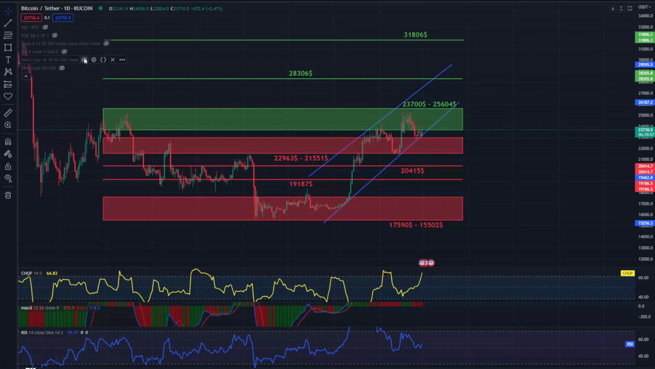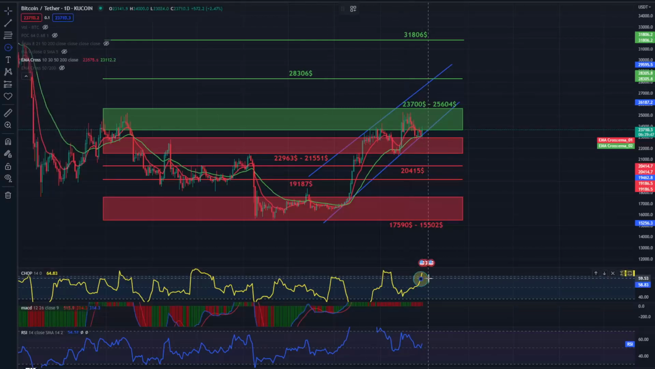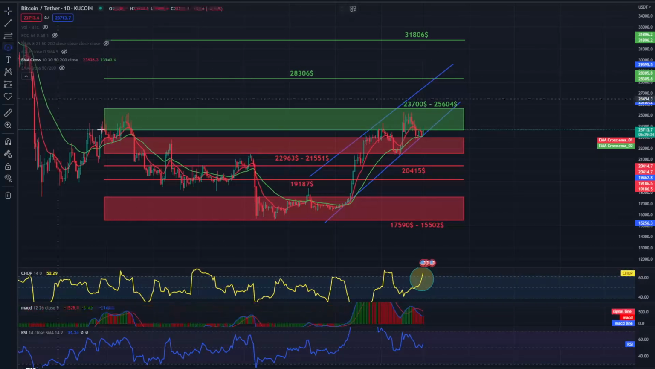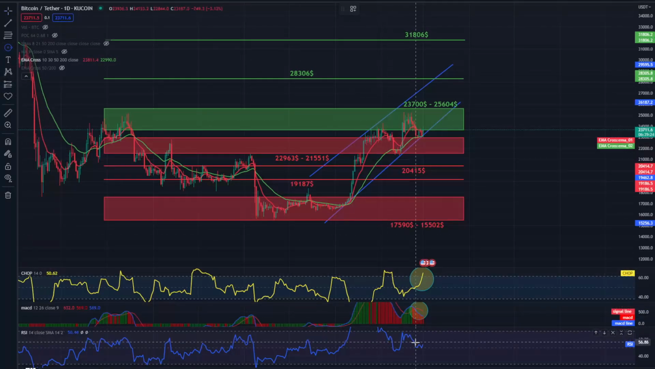As we can see on the EMA cross 10 and 30, they indicate the continuation of the uptrend. The CHOP index indicates that we have a lot of energy for a new move. The MACD indicator indicates a downward trend. While the RSI shows a visible rebound, but we are still in the upper part of the range.